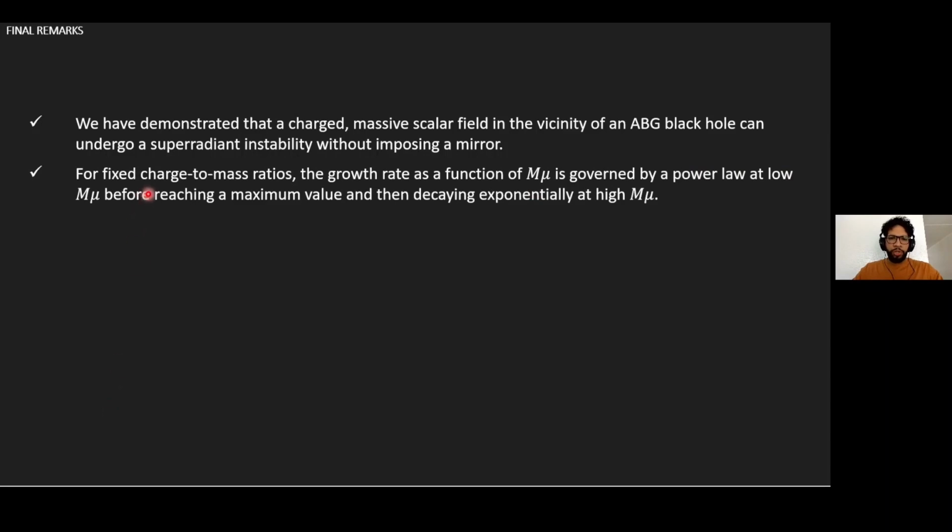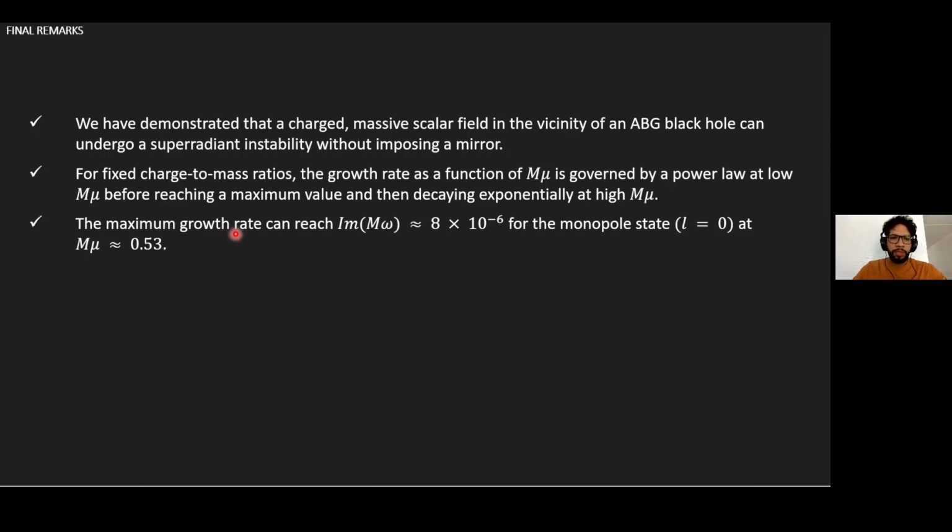For a fixed charge to mass ratio, we have shown that at low values of the mass coupling, the growth rate increases in a power law fashion, then reaches a maximum and then decays exponentially. This exponential fall off suggests that the near horizon region is separated from the potential minimum by a potential barrier. We have found the maximum growth rate for the monopole state.